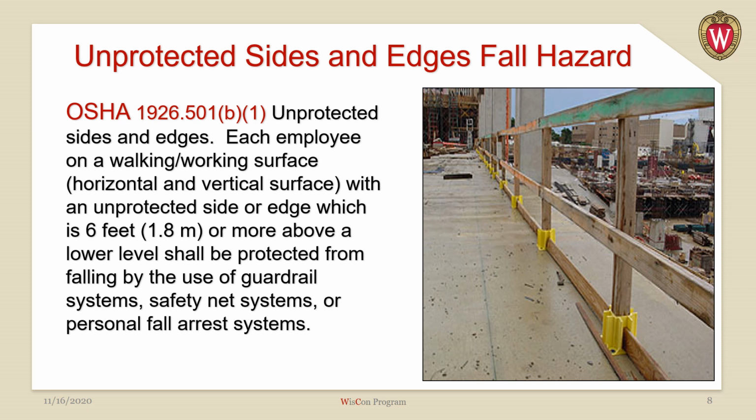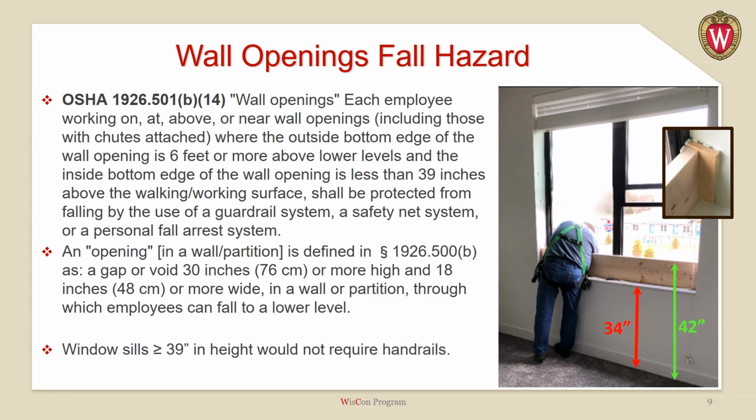Each employee on a walking working surface with an unprotected side or edge which is 6 feet or more above a lower level shall be protected from falling by the use of guardrail systems, safety net systems, or personal fall arrest systems. This is often referred to as the 6-foot fall rule.